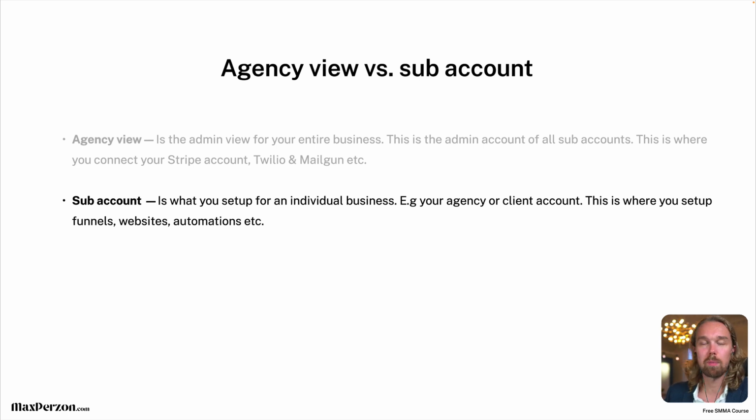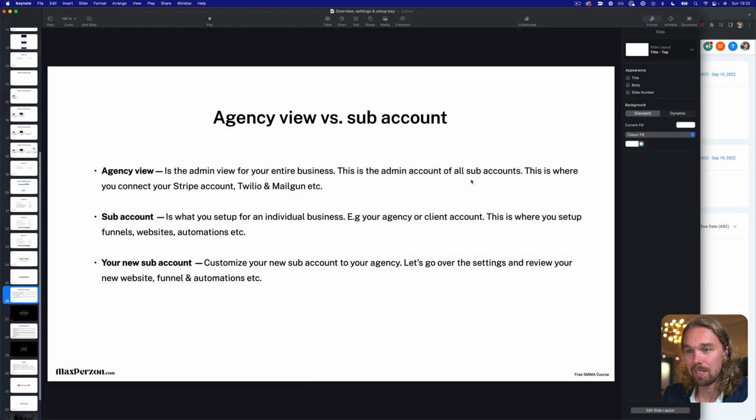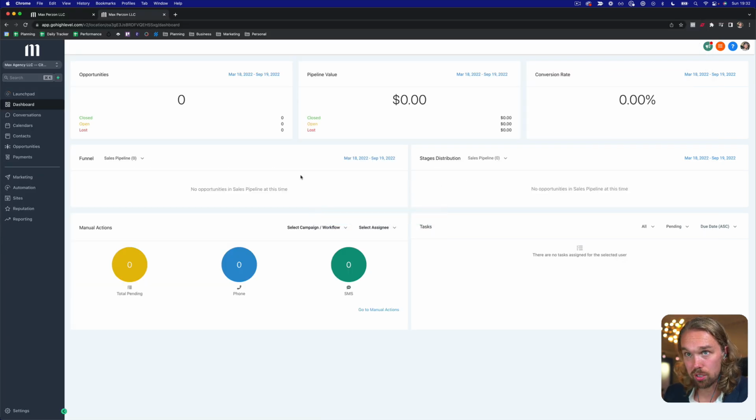So this is where you set up like the funnels, the websites, and the automations that I just showed you, right? So your new sub account, customize your new sub account to your agency. Let's go over to the settings and review your new website funnel automations, etc. That's exactly what we did, right? So again, just to clarify, this is your sub account. You can see the conversations, calendars, opportunities, marketing, automation, sites, etc.